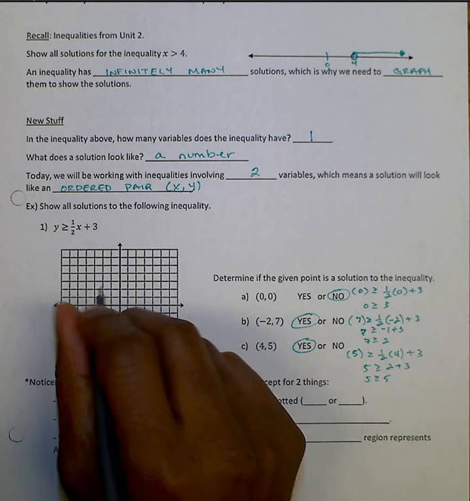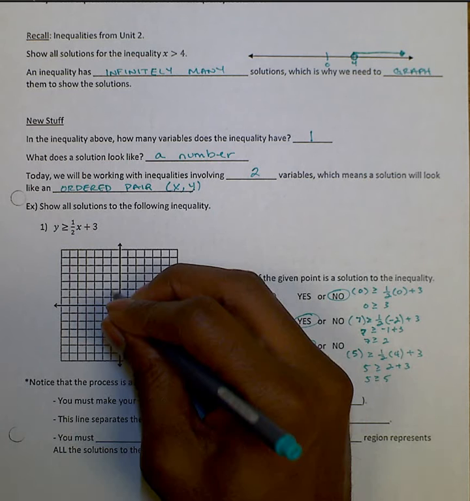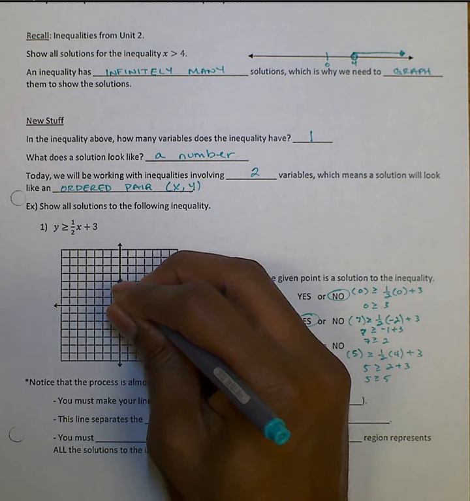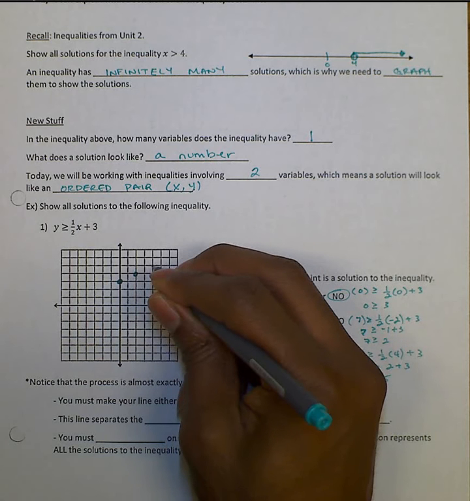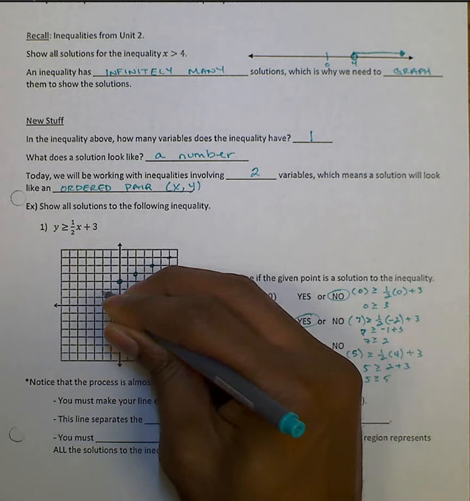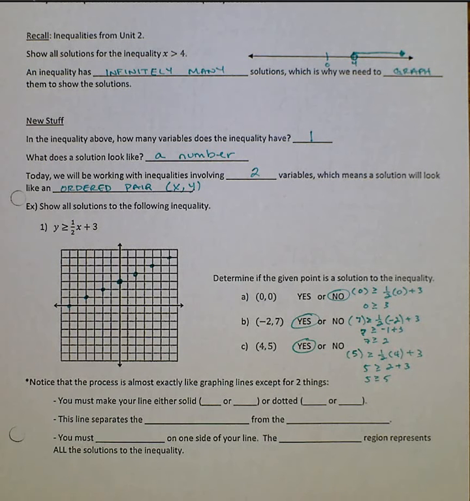As we graph, the process is almost exactly like graphing lines. As we graph this, my y-intercept is 3. My slope is 1/2, so I'll go up 1 over 2, up 1 over 2. I could go down to the left 2, down to the left 2. Keep it positive. And so now I make my line.